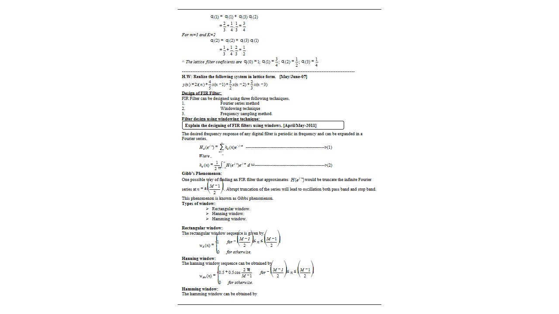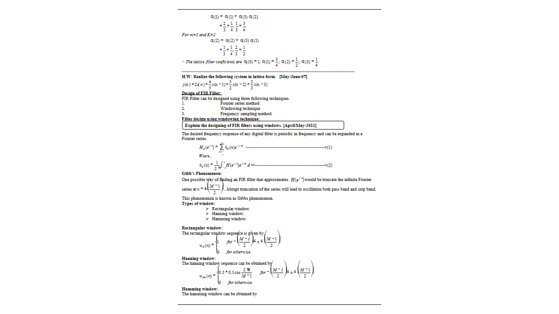Next is the design of FIR filters. So the FIR filters can be designed using three following techniques. One is the Fourier series method, second is windowing technique, third is frequency sampling method. The filter design using the window technique can be given as the desired frequency response of any digital filter is periodic in frequency, that can be expanded in the Fourier series.